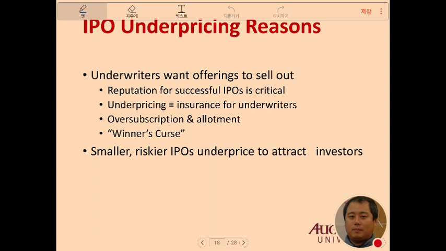Oversubscription allotment also plays a role in that. Now, smaller, riskier IPOs are underpriced to attract the investors. So it's a marketing effort to sell the shares. If they don't sell the entire shares, their reputation will be hurt. So underpricing is more common, and for even smaller and riskier ones, people really hesitate to buy these shares, so syndicates set a price even lower. So I feel underpricing attracts the investors.